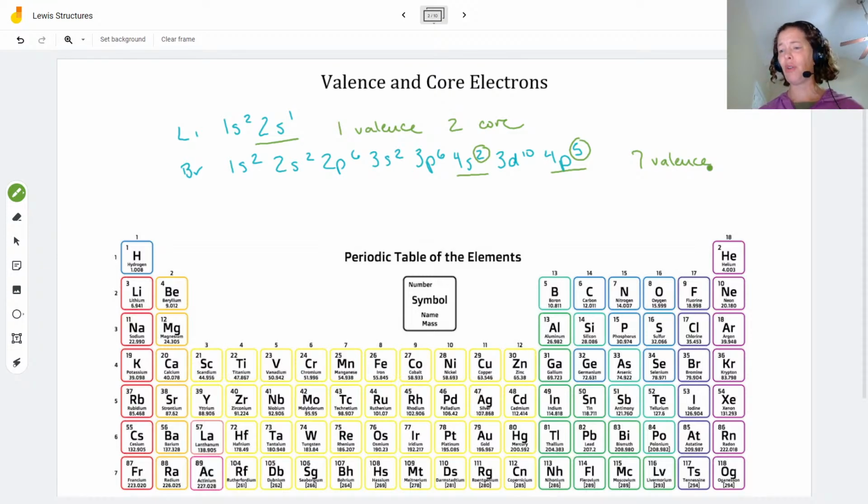And all the rest are core. So for bromine, that's going to be 28 core. I'm doing my subtraction right from 35. Okay, so these are the valence electrons that we're most interested in because they are the ones that are going to do the bonding. And so they are the ones that are going to carry us through all our neutral atoms, and then when we get to molecules, these are going to be very important. Okay, so good, no questions on valence and core electrons.